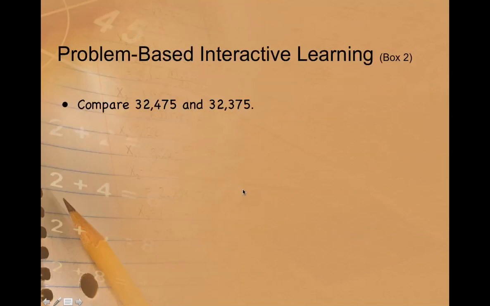Let's try another example. Now, as you can see, we're going to be comparing numbers that are larger. You can use place value the same way. So let's begin by stacking our numbers on top of each other. Now, when comparing, it doesn't matter which number is on top, as long as you line up your digits, and you need to work neatly.